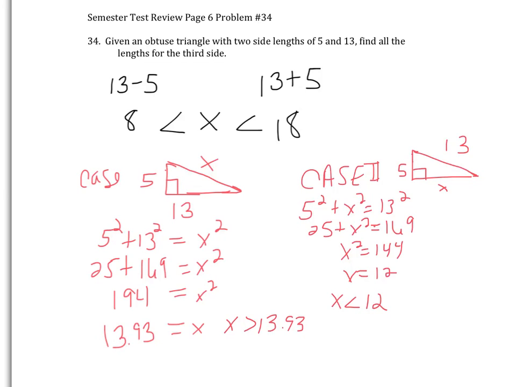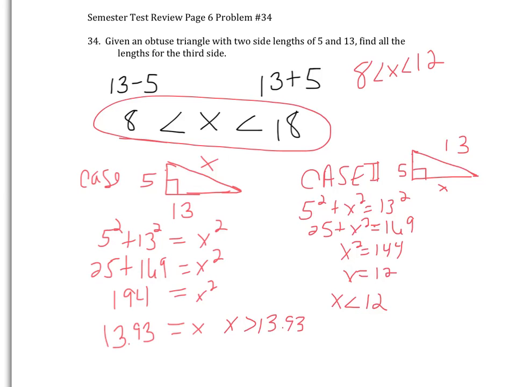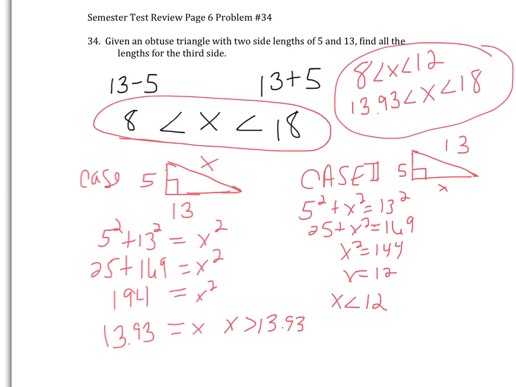So we will go back to the original idea that it has to be between 8 and 18, and we can conclude that we will have an obtuse triangle for the values of x where x is between 8 and 12, as well as if x is between 13.93 and 18. All of those will result in our obtuse triangle.